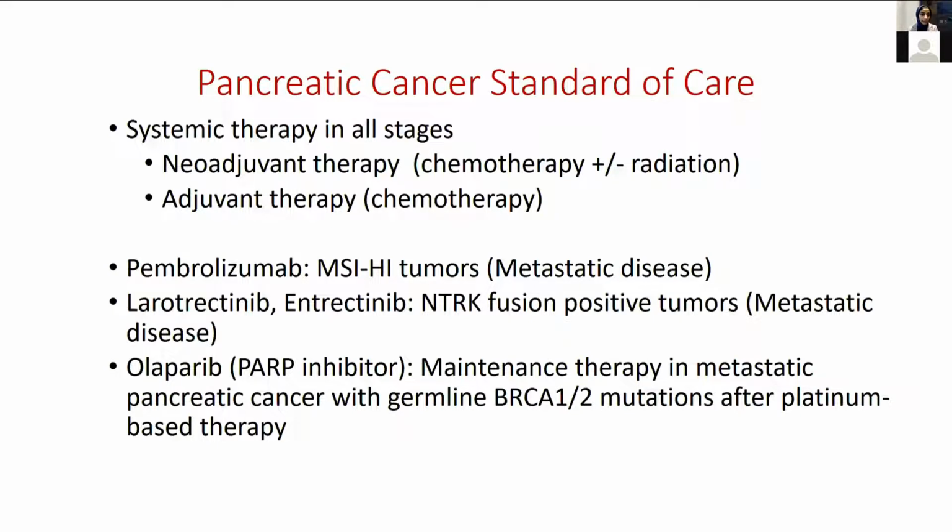As far as pancreatic cancer, standard of care therapy mostly relies on systemic therapy, adjuvant chemotherapy, which is platinum-based in all stages. But we can use, as I said, pembrolizumab for MSI-high tumors in metastatic disease, and also NTRK fusion-positive tumors. We can target them with NTRK inhibitors in metastatic disease. As far as PARP inhibitors, olaparib is only used in maintenance therapy in metastatic pancreatic cancer with germline BRCA1/2 mutation after platinum-based therapy at this time.